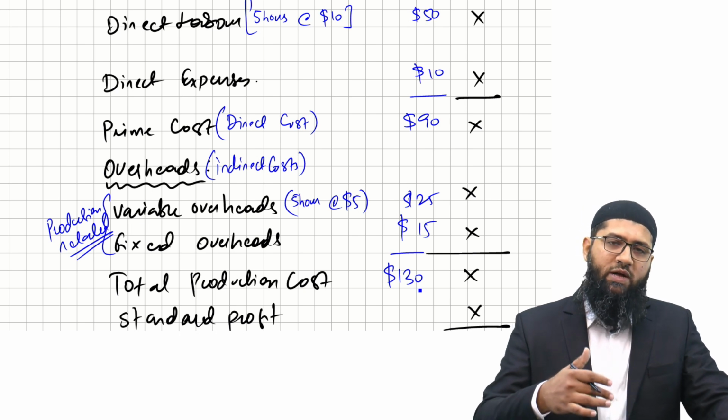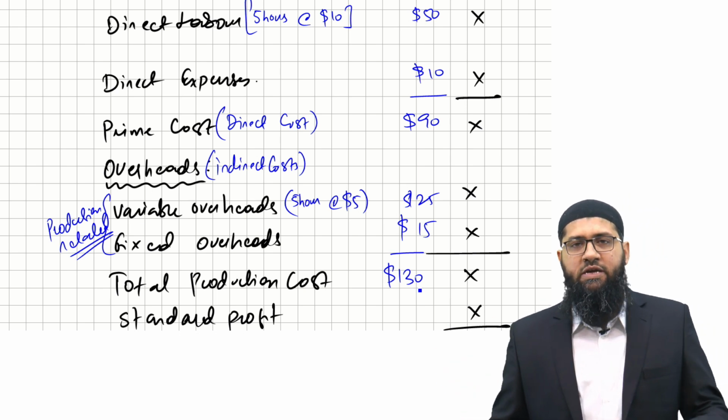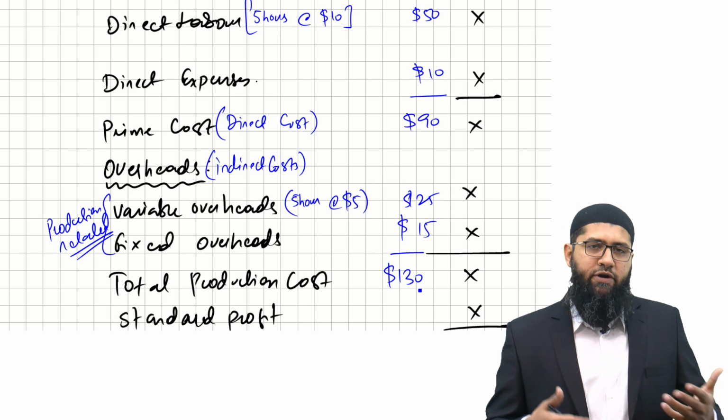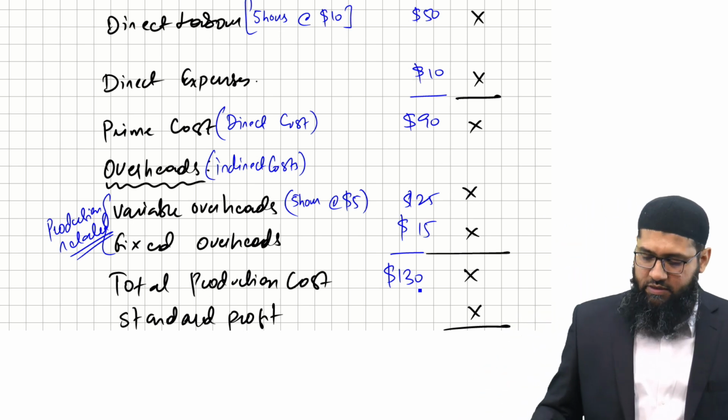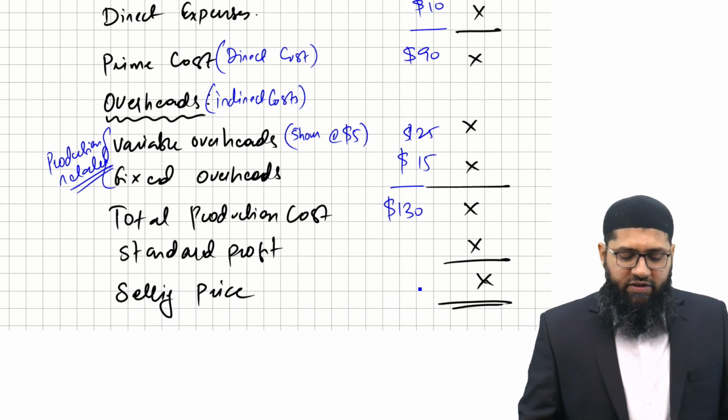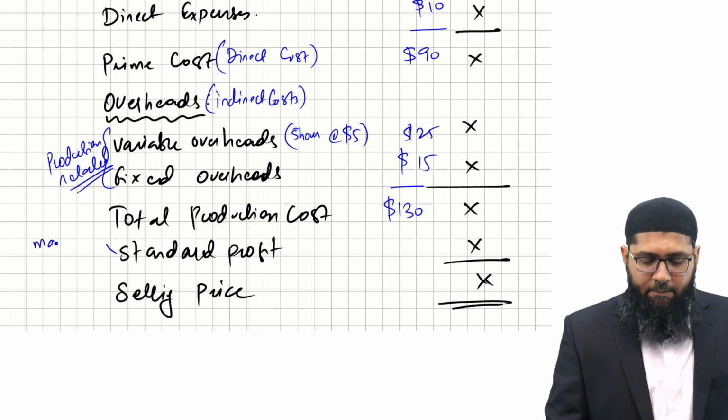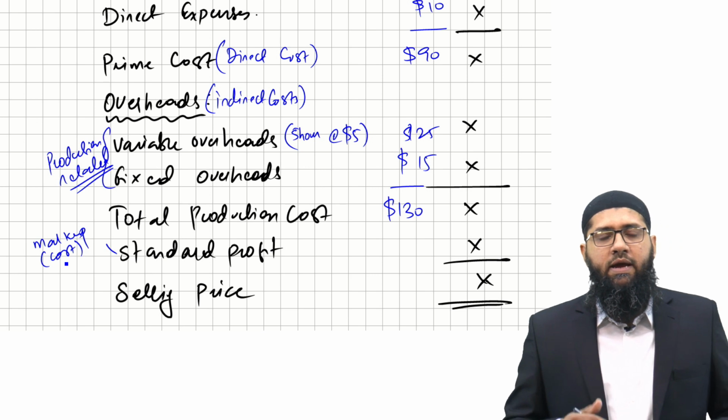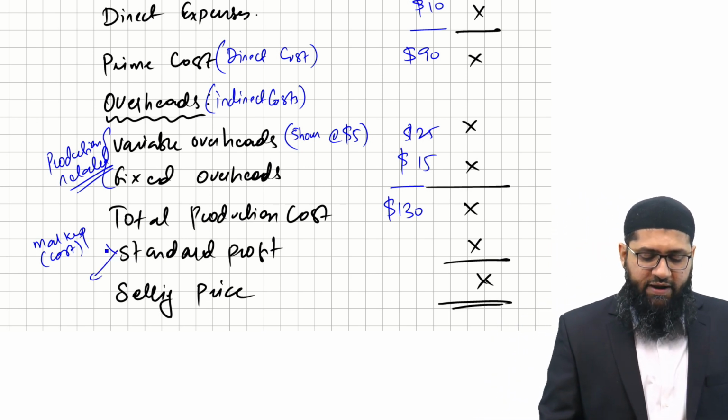And when we have this $130 as a total production cost, as an organization you could have different ways of incorporating the profits. A lot of organizations go for adding up a markup. Markup means a certain percentage on cost. And a lot of organizations try to achieve a certain margin.